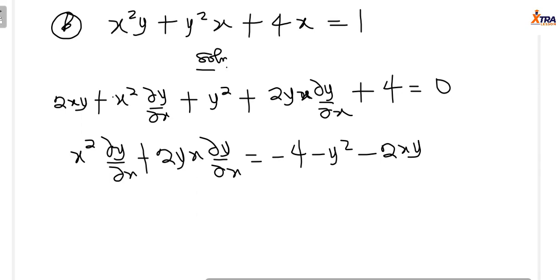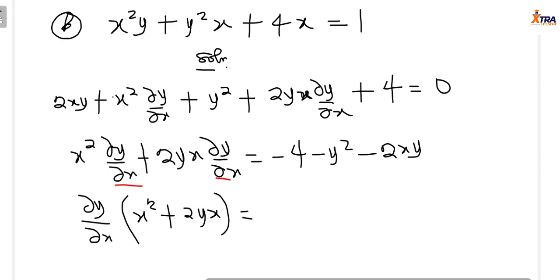So the next thing is for you to factorize the common term out, which is dy over dx. So you factorize that, we have dy over dx out into a bracket: x squared plus 2yx, which is equal to minus 4 minus y squared minus 2xy.